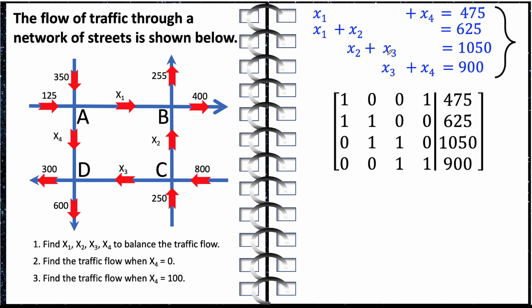The coefficients of the variables are 1, 0, 0, 1 for the first equation that gives us the first row, and at the right side we have 475. This bar corresponds to this equality sign. Then you have here 1, 1, 0 for x3, 0 for x4, so we have this row. The right side is 625. And the third row is 0, 1, 1, 0. The right side is 1050, and the fourth row is 0, 0, 1, 1, 900.